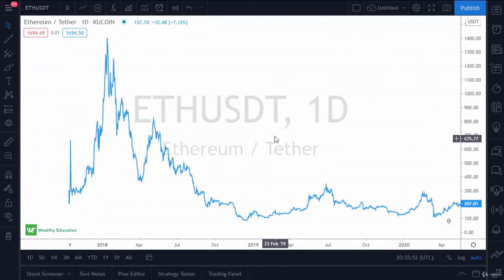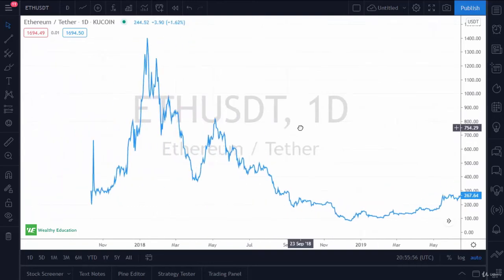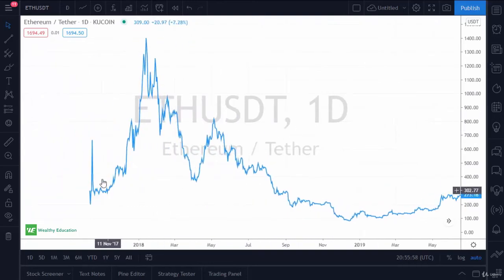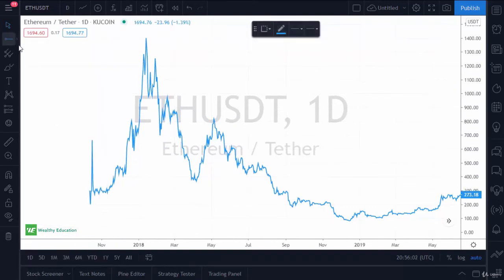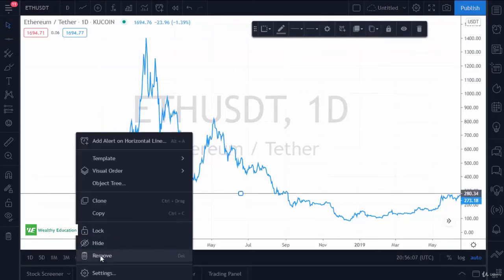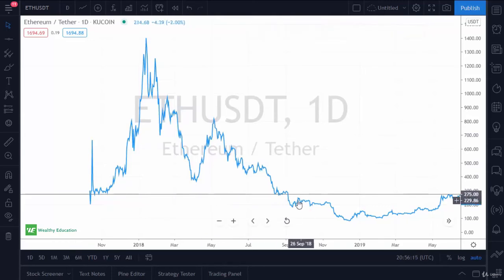Ethereum, same situation. You could go through and draw lines, and I will do that right here. There's a lot of interest in this area here. So let me pull up the horizontal line. There we go. So let's call this 275. And you can see support, resistance. So it's certainly a line that the market paid attention to.